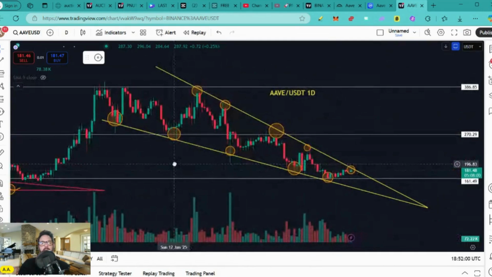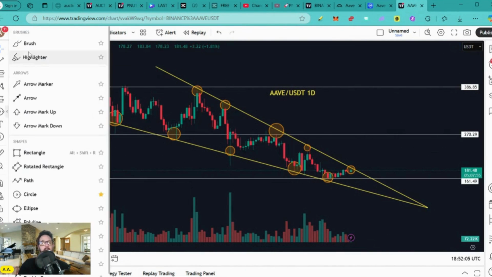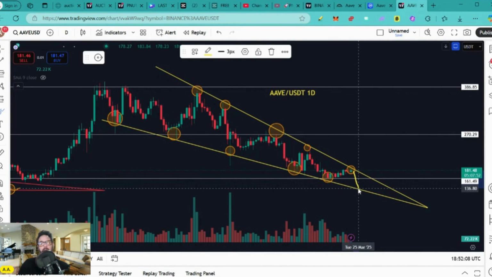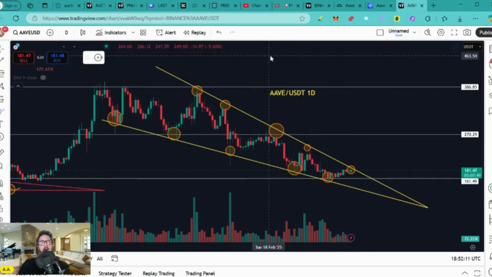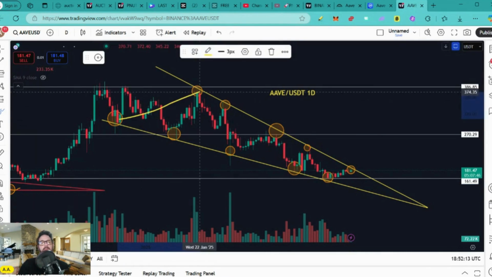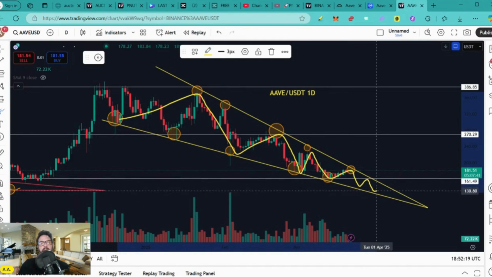So therefore, since the price action has been getting rejected here, we might see another rejection and another pullback to the downside before we see a breakout. Nobody knows. As long as the price action is moving inside the pattern, we have to assume that it's going to continue moving inside the pattern until it breaks out.